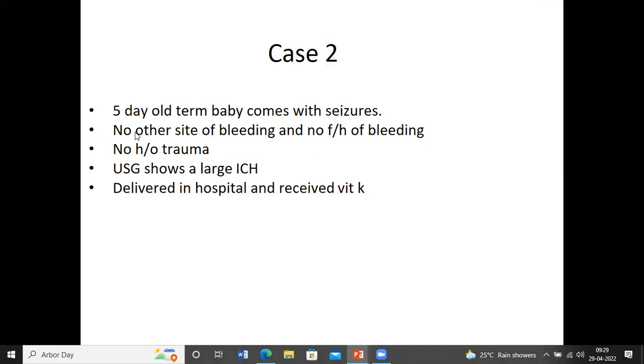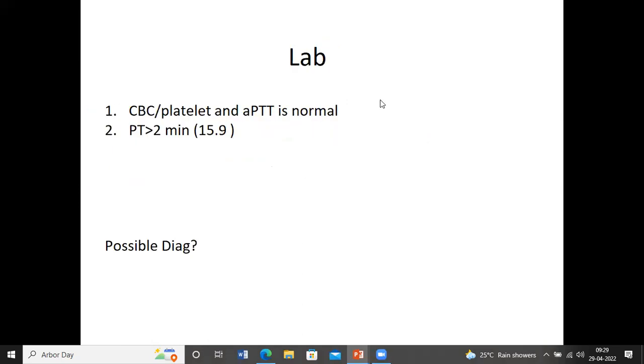Coming to case number 2, this is a 5-day-old term baby who comes with seizures. There are no other signs of bleeding and no family history of bleeding. There's no history of trauma, but when you do an ultrasound, you see that there is a large intracranial hemorrhage. This baby was delivered in the hospital and has received vitamin K. You run some tests and you see that the CBC, platelet count, and aPTT are normal. The prothrombin time is very much raised in this child.